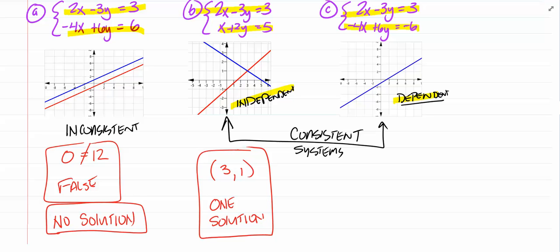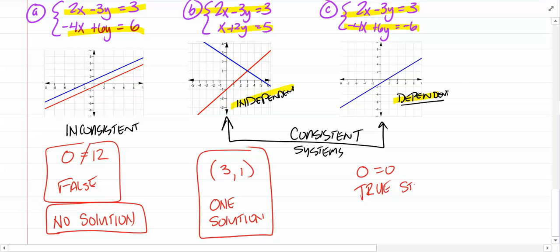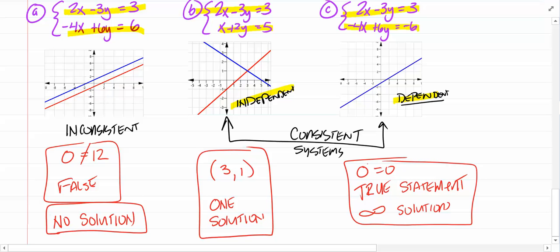But girls, what did you come up with when you found yours? 0 equals 0. Yeah, you got 0 equals 0, or you'll get something like 5 equals 5. So you'll get what's known as a true statement. If you get a true statement, then that means there are infinitely many solutions. So my goal for box number 5 is for you to be able to relate the algebra with the graph and tell me whether or not it's inconsistent, consistent, dependent or independent, one solution, no solution, or infinitely many solutions.